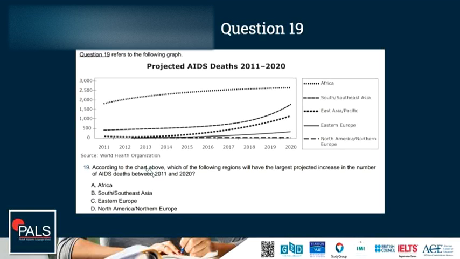Question 19 refers to the following graph. Projected AIDS deaths 2011 to 2020 in different continents: Africa, South and Southeast Asia, East Asia Pacific, Eastern Europe, North America, Northern Europe. According to the chart above, which of the following regions will have the largest projected increase in the number of AIDS deaths between 2011 and 2020? Africa, South and Southeast Asia, Eastern Europe, North America, or Northern Europe.